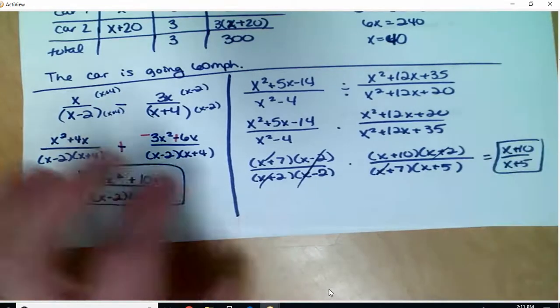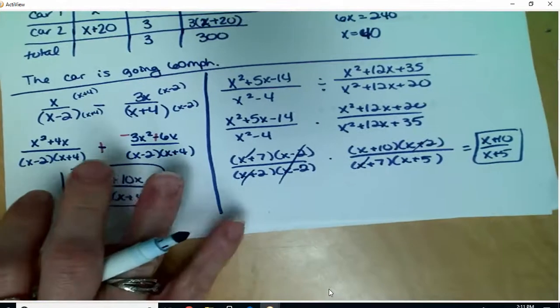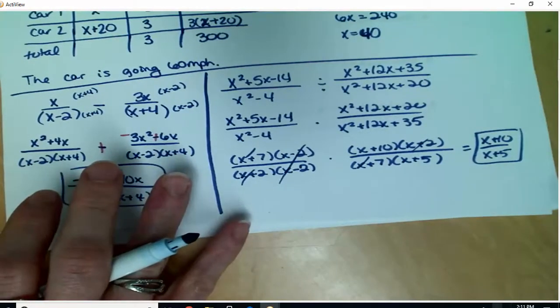over x plus 5. So tomorrow, bring your books, your study guide, and if you're a fast test taker, bring something else to work on.